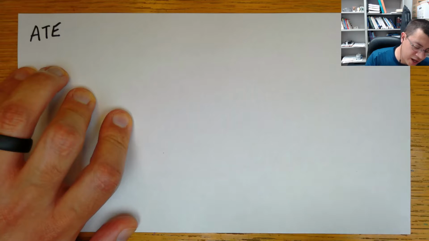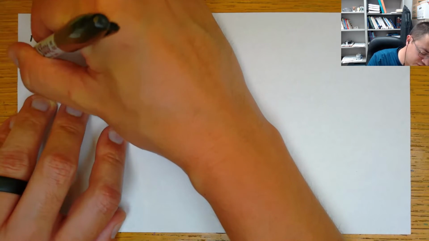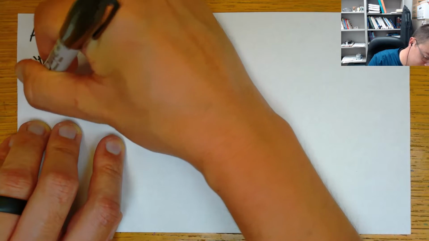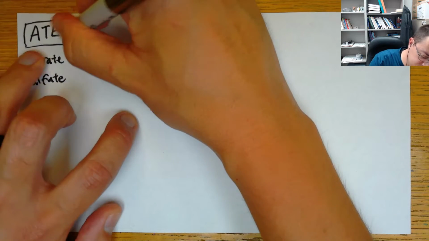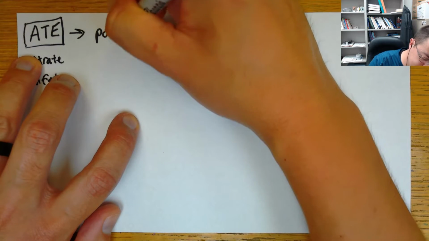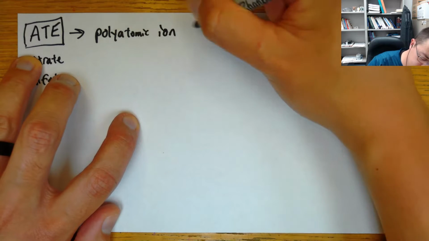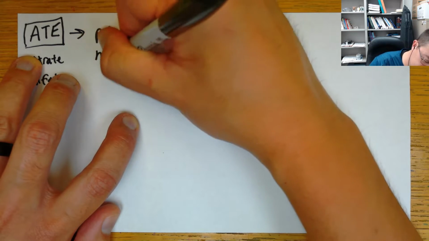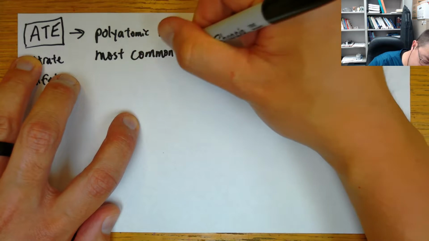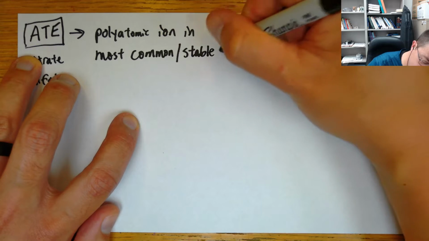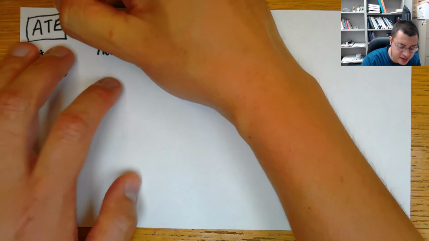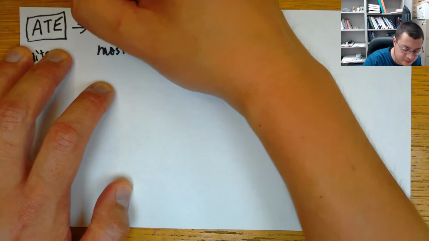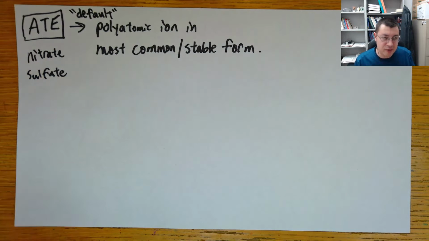So when you have a polyatomic ion that ends in -ate, like nitrate, sulfate, carbonate, etc., that -ate ending represents a polyatomic ion in its most common and often most stable form. I kind of think of this -ate as my default ending. So when in doubt, your polyatomic ion will probably end in -ate.